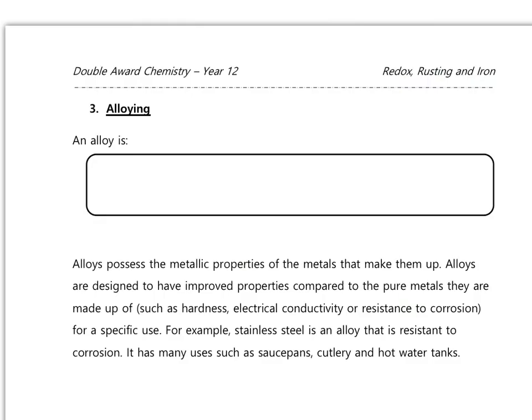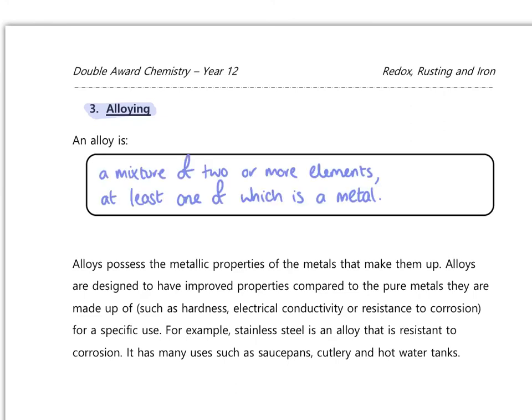And then finally, we have our third method of rust prevention, and that is alloying, and this is much more brief. So you'll know from year 11 that an alloy is a mixture of two or more elements, at least one of which is a metal. So write that definition into your box. It's really important that you don't just say an alloy is a mixture of metals, because it can be a mixture of metals, but it can also be a mixture of a metal with a non-metal.